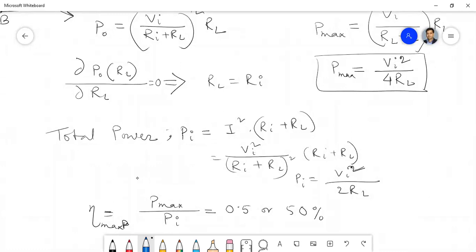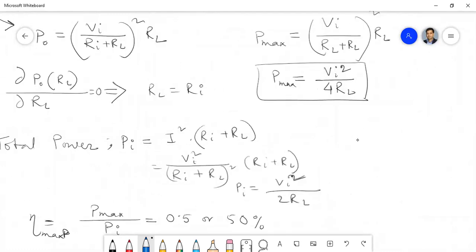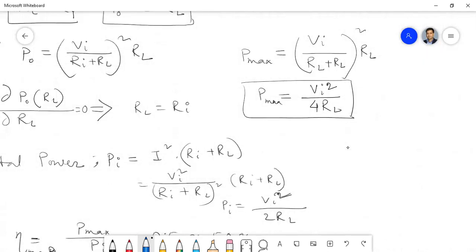Another thing is that at this condition, when RL equals RI, the load resistance equal to the internal resistance of the circuit, the actual power, which is called the maximum power, equals VI square by 4 RL.